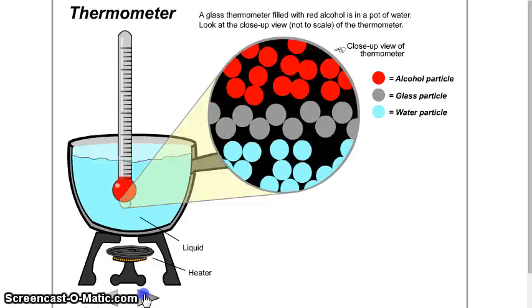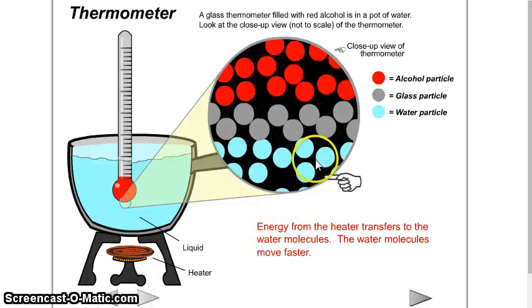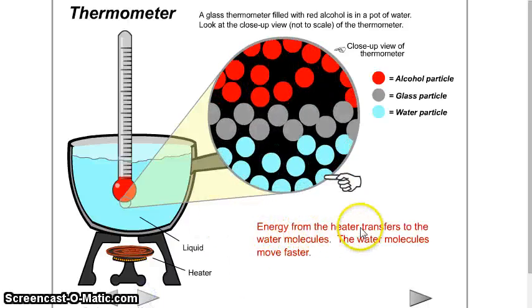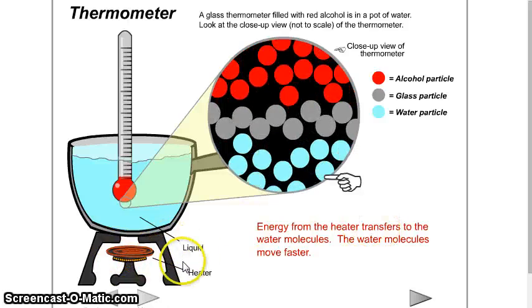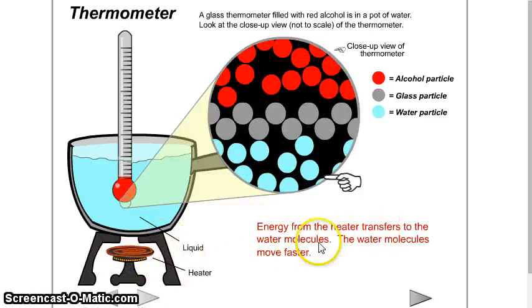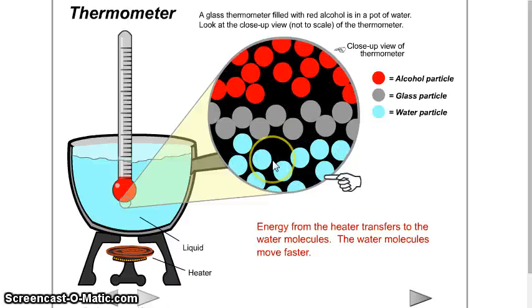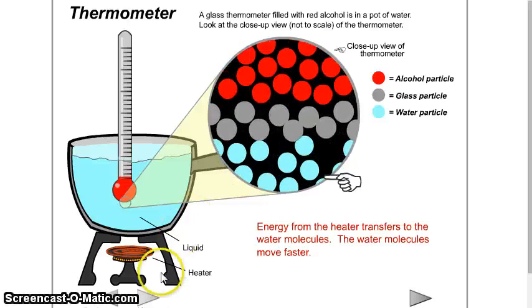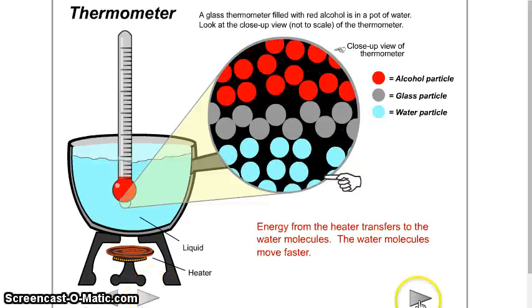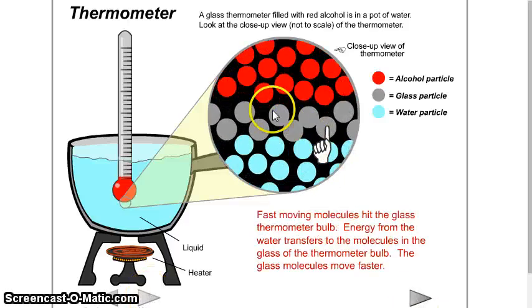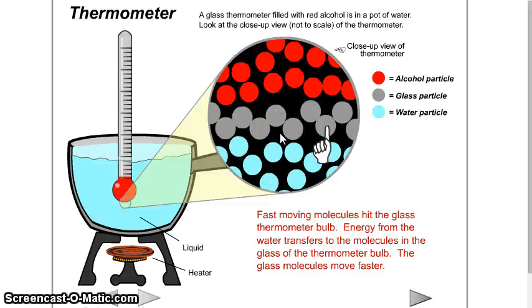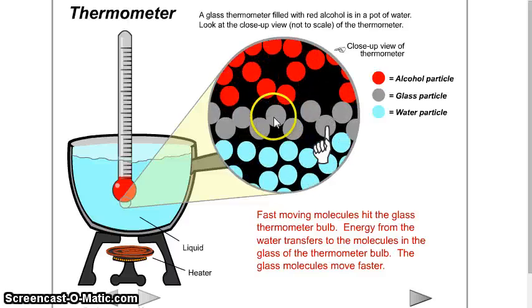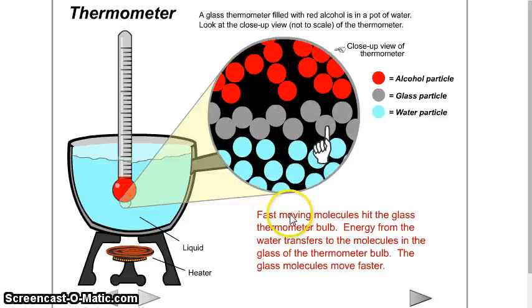As we start heating things up, we can see the energy in the water is going to receive the heat from the heating coil, and the water molecules are going to increase their motion and start to move faster. They have more energy. Because they have more energy, they're going to start to bump into the glass molecules, causing the glass molecules to vibrate or quiver a little bit faster.